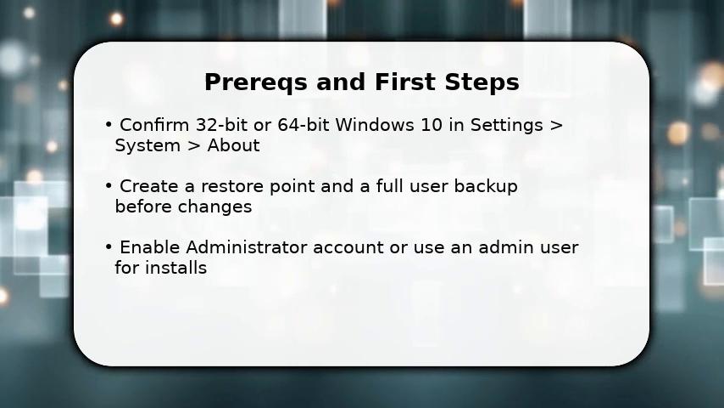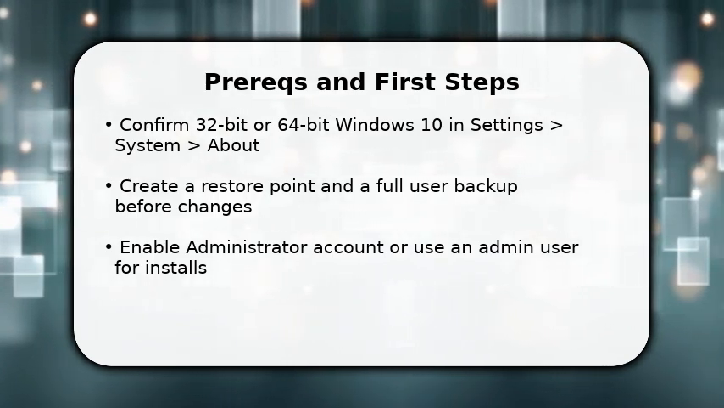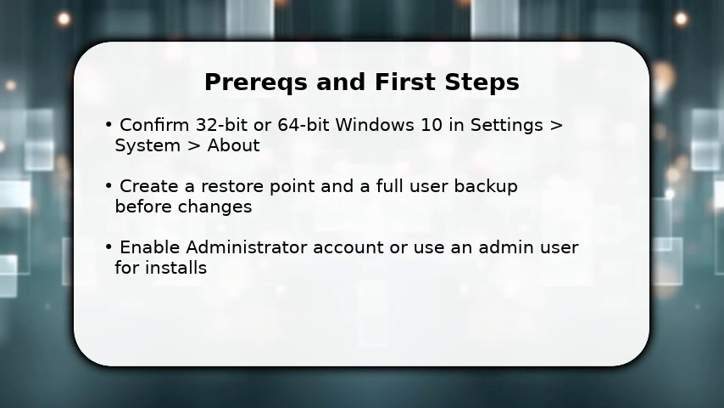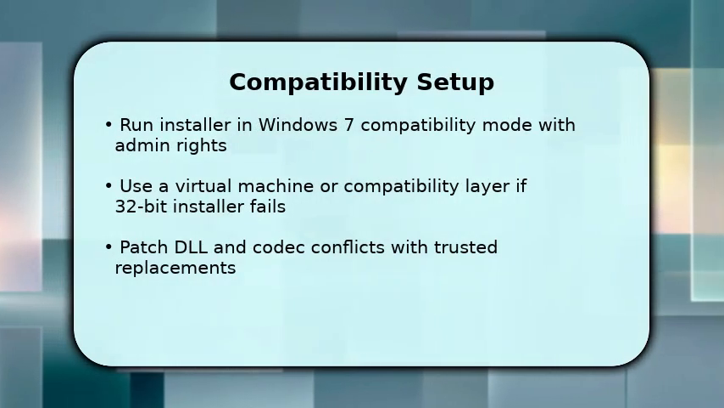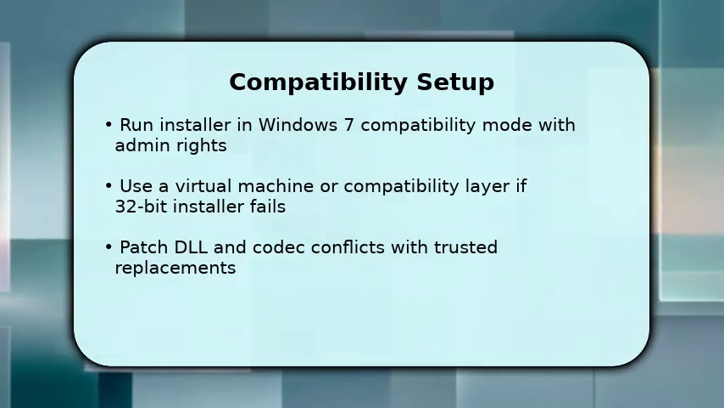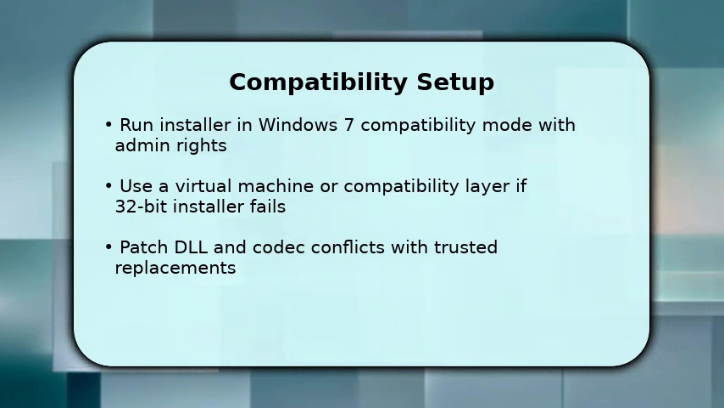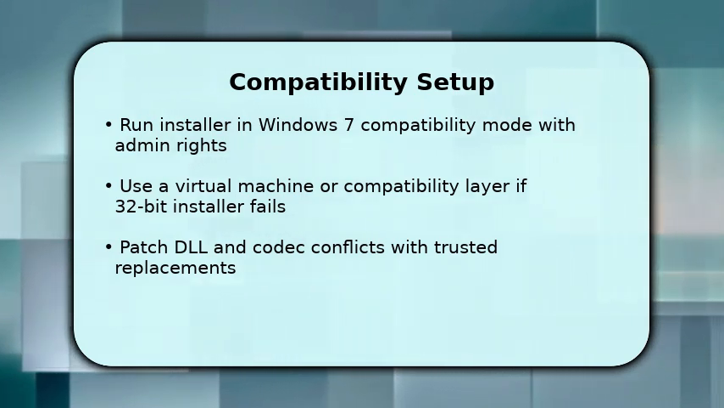You will now configure compatibility settings and handle middle-step complexity. First, right-click the installer, choose Properties, open Compatibility, and set Windows 7 mode while checking Run as administrator. That often resolves immediate installer blocks.